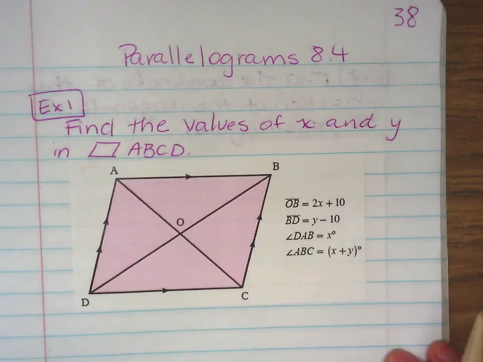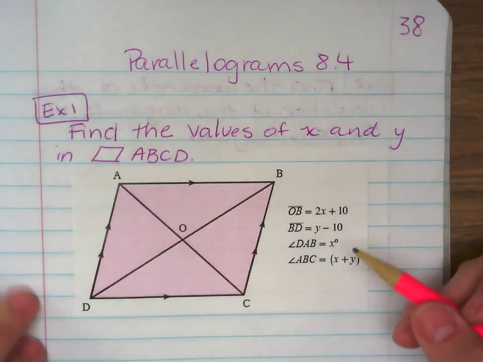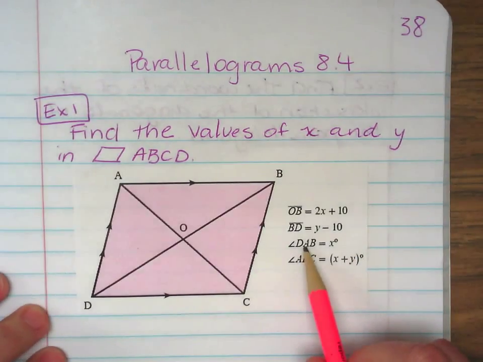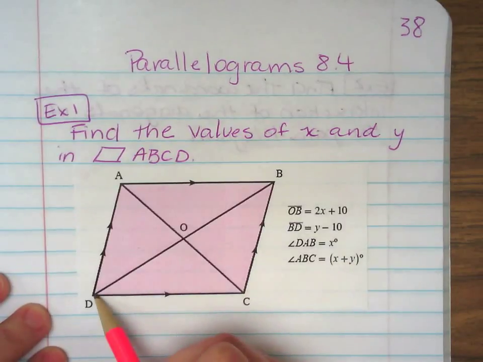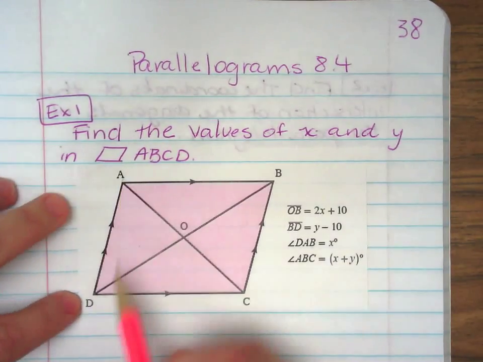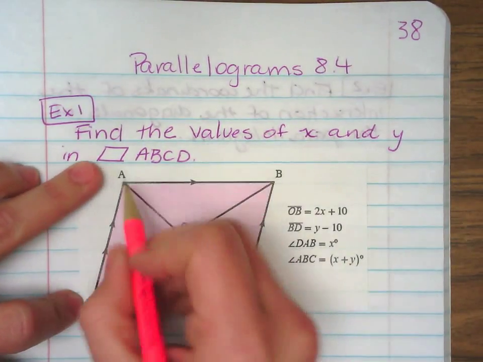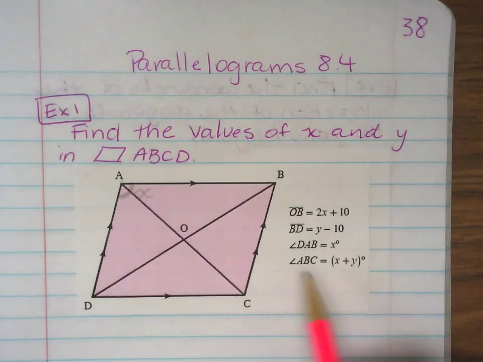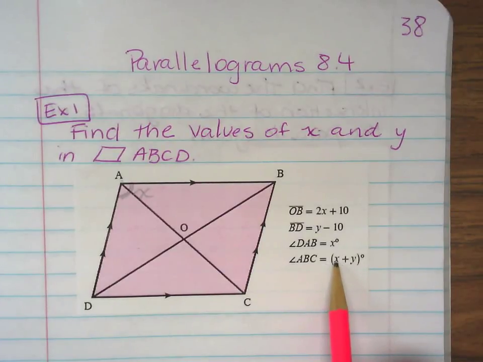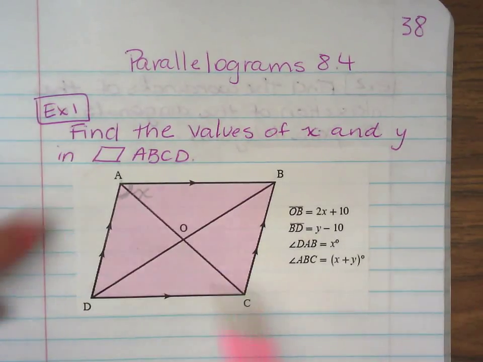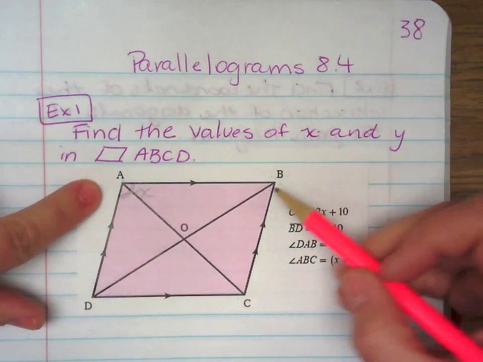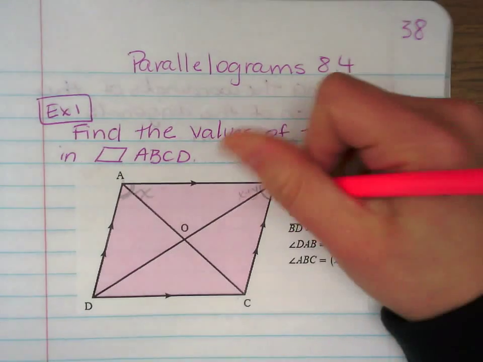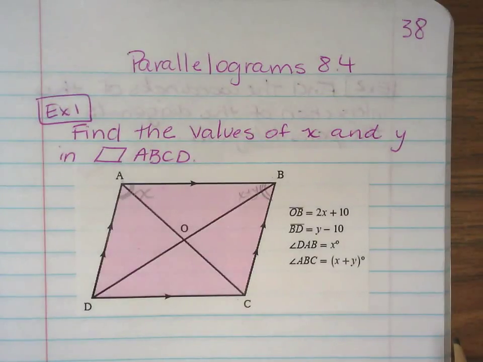Example 1, parallelograms. So we need to find x and y. Great. So x right here is DBA. DAB. So we're looking for x. X is this angle right there. And ABC is whatever x is plus y together. So ABC is these two. So x plus y right there. That's what we're looking for.